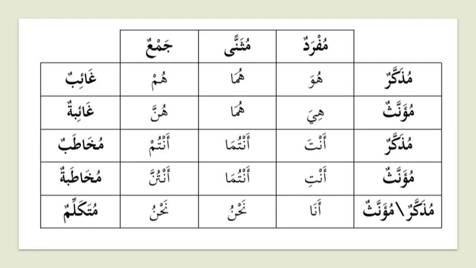Now we'll go to first person, which is for both masculine and feminine, mudhakkar wa mu'annath. Ana means I, nahnu means we, and nahnu again means we, for 2 and for 3.